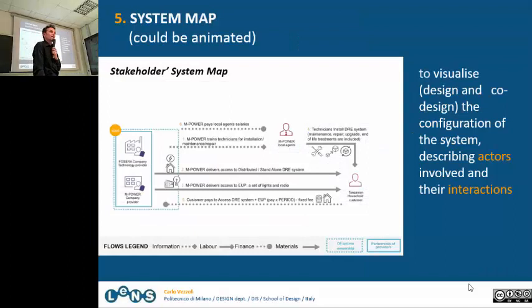Then another key, fundamental tool is a general tool, not one to orient towards sustainability: the system map. The system map is to design and visualize the configuration of the actors. So which are the stakeholders and which are the interactions among the stakeholders, whether there are information flows, financial flows, material flows, labor flows, and so on.